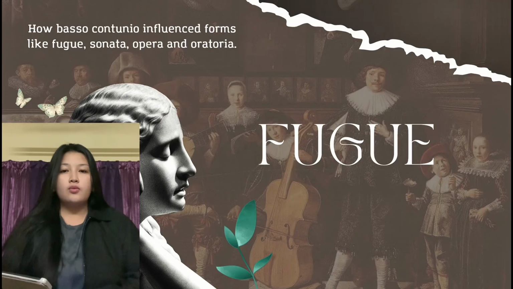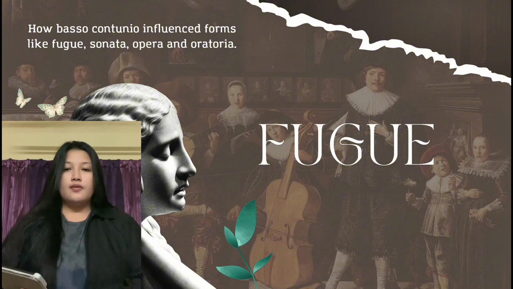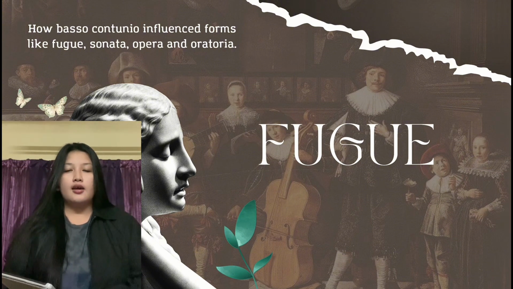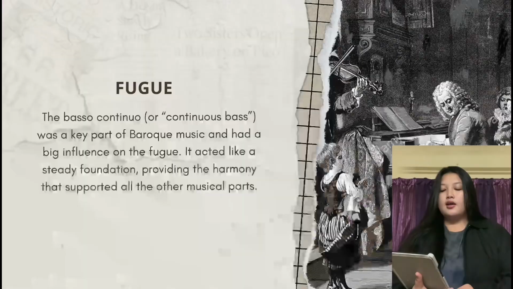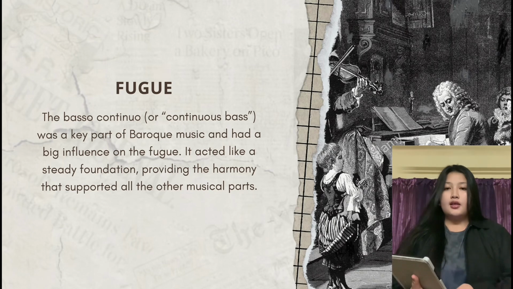So now we will move on to how the basso continuo influenced forms like fugue, sonata, opera, and oratorio. The basso continuo, or continuous bass, was a key part of Baroque music and had a big influence on the fugue. It acted like a steady foundation, providing the harmony that supported all the other musical parts. Here is how the basso continuo influenced the fugue.